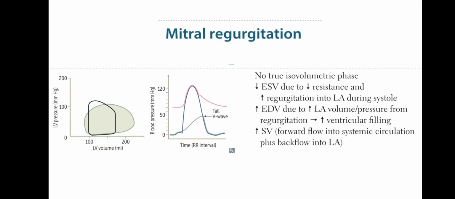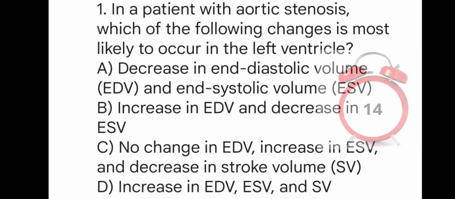There is increase in end diastolic volume due to increased left atrial volume or pressure from regurgitation, leading to increased ventricular filling. There is increase in stroke volume because of forward flow into systemic circulation plus backflow into the left atrium. Now let's solve some questions.